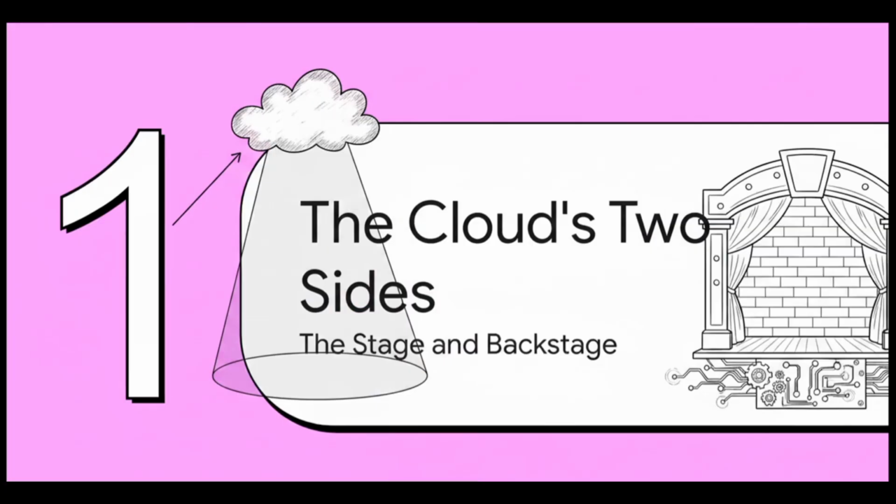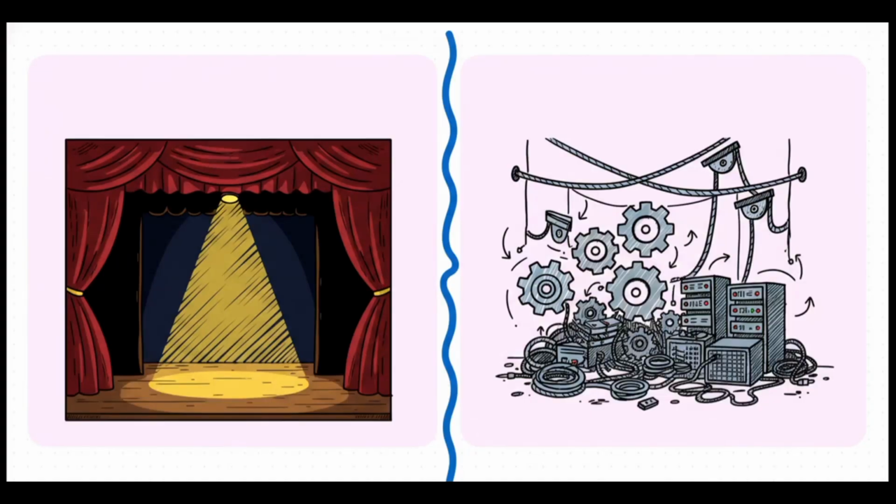The absolute best way to wrap your head around cloud architecture is to think of it like a giant theater production. It's got two really distinct but totally connected parts, the part you see and, of course, the part you don't. So on one side, you've got the front end. That's the stage, everything the audience sees and interacts with. And then on the other side, you've got the back end. That's the backstage, all that hidden machinery that makes the show run without a single hitch.